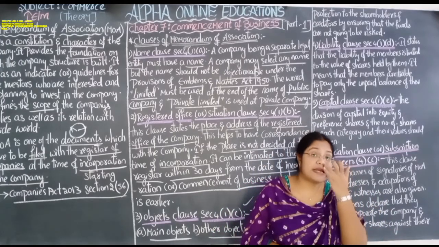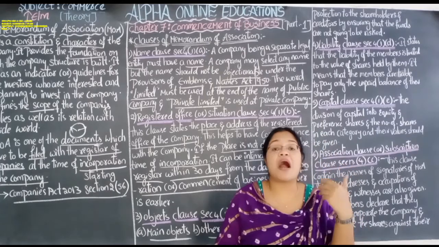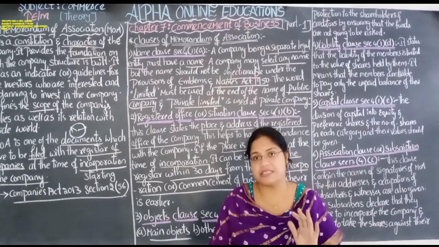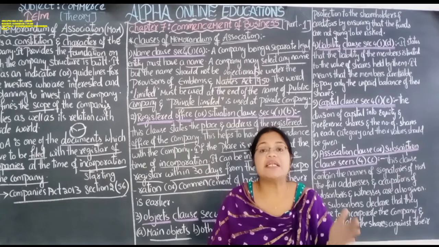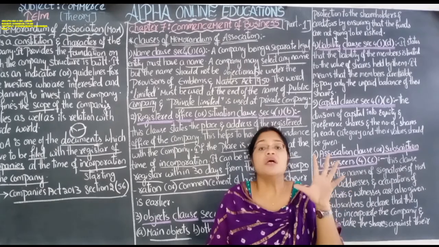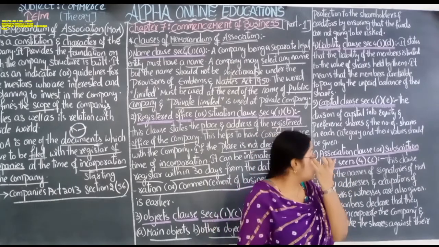Who are the creditors? Those to whom the company owes money are creditors. Okay, shareholders are the ones who hold shares.